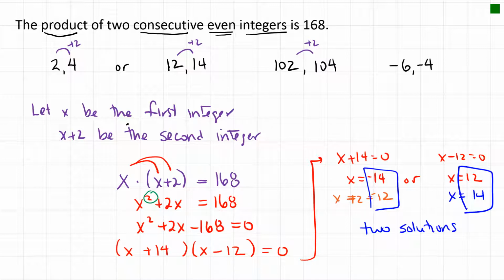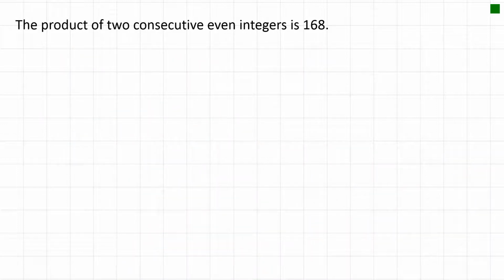Is there another way of doing this question? You bet. So we established in the last example that the product of two consecutive even integers is 168. So for example, 2 and 4 are consecutive even integers.